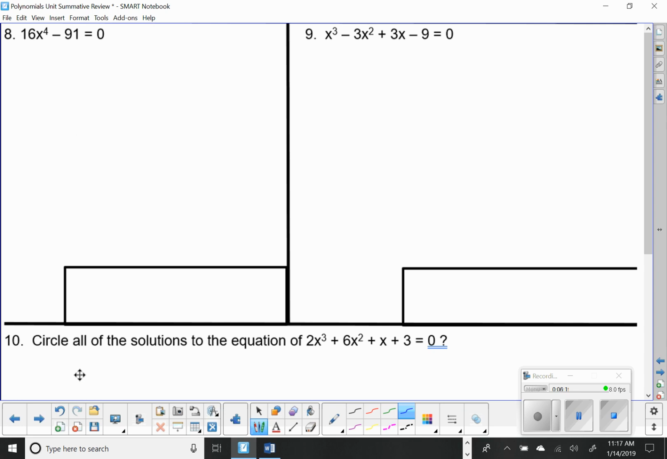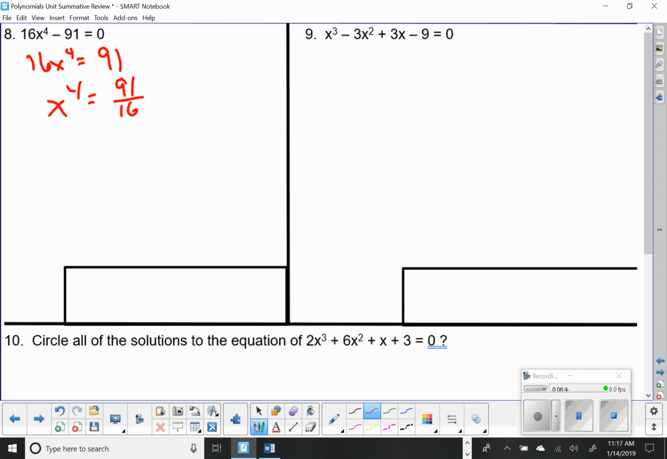Next up is this crazy thing. 16x to the 4th minus 91 is equal to 0. I don't have any other x's, so I can just do 16x to the 4th is equal to 91. Add 91 to both sides. Divide everybody by 16. X to the 4th is equal to 91 over 16.